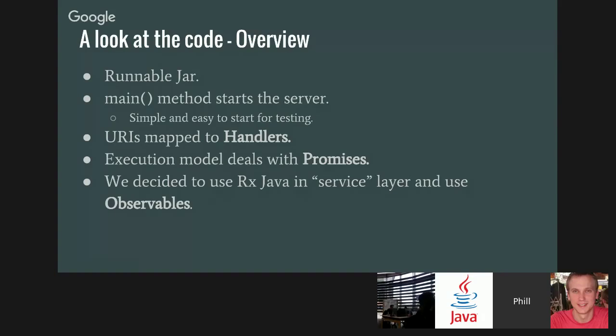But with Ratpack, the path of least resistance was for us to use promises, which would bake in those dependencies all the way in. So we decided to use RxJava's observables for our object that will emit a value later on, essentially. And we decided for that as well because we're using Hystrix as well, which also uses RxJava. So it felt like a good choice.